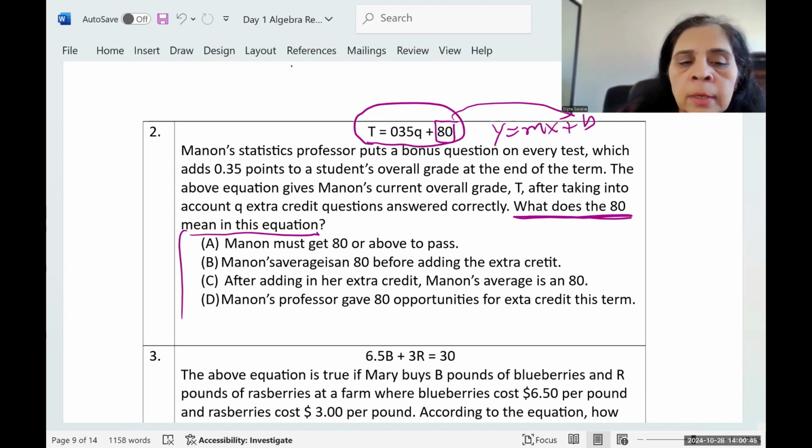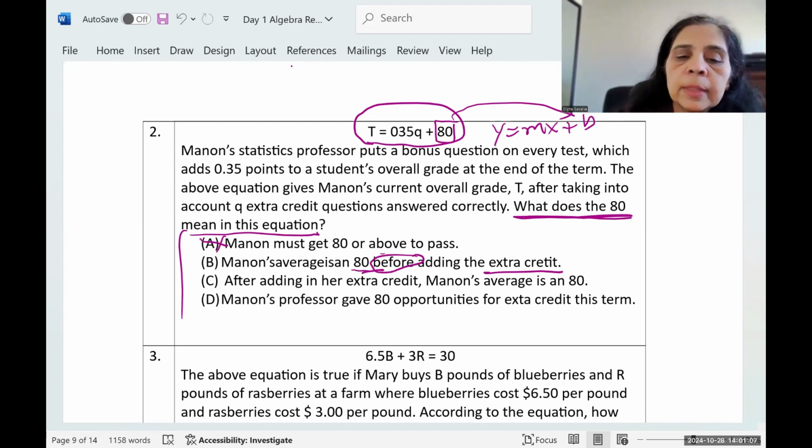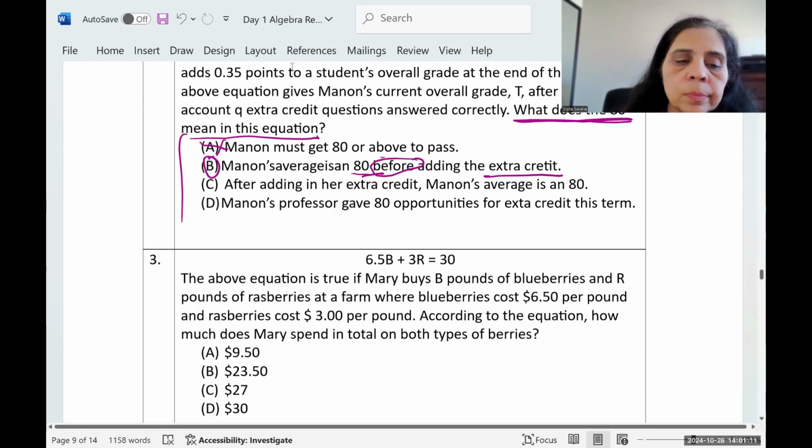It says Manon must get 80 or above to pass. No. All right. 80 before adding the extra credit. After adding her extra credit, no. So this, see, before. That means what? Before adding extra credit, that's 80, right? So that's answer choice B.